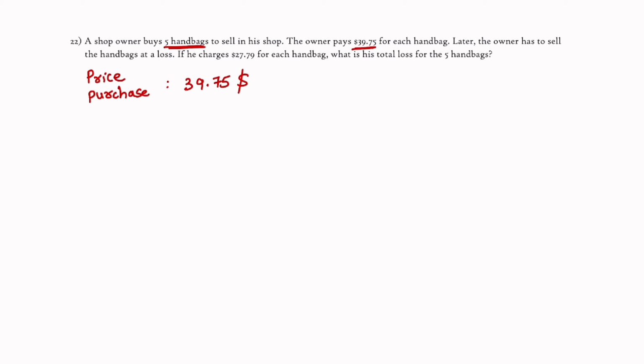Poor guy. If he charges $27.79, so his selling price is how much? Let's write it here. While we are reading, we'll also write $27.79. What is his total loss for the 5 handbags? How are we supposed to do this? Here we know the purchase price for one bag and the selling price, but we are expected to find the total loss. So how do we do that?